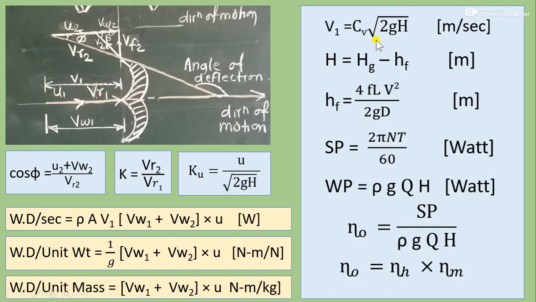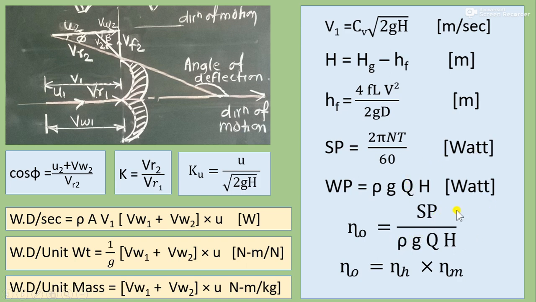V1 is equal to Cv into square root of 2gh in meter per second. Net head is given by using formula gross head minus hf. hf is given by Darcy-Weisbach equation. Shaft power and water power formulae in watt.